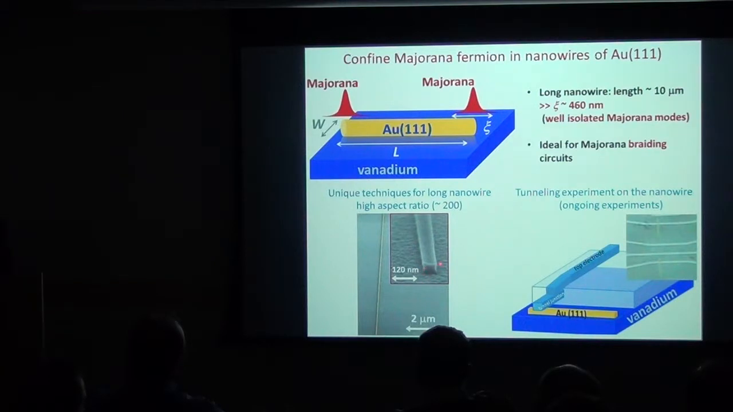So right now we are doing tunneling. This is another device figure. This is a gold nanowire, and we're making a cross electrode with a tunnel barrier in between. So we actually study the tunneling onto the gold nanowire. That's an ongoing experiment to probe the Majorana states in this system.